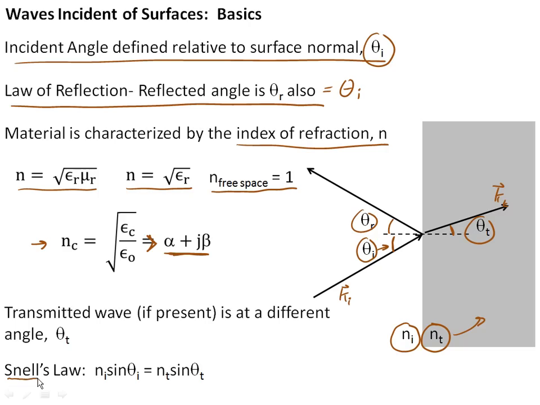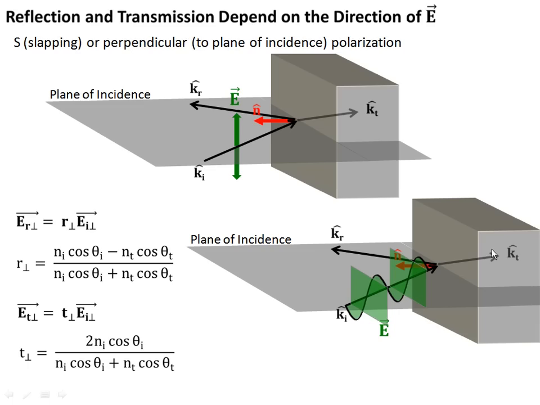We can calculate the angle of that transmitted wave using something called Snell's law, which is given right here: the index of refraction n sub i of the wave coming in times the sine of the incident angle is equal to the index of refraction for the material the wave's getting transmitted into times the sine of the angle of the transmitted wave. So if we know n sub i, n sub t, and the incident angle theta, we can do a simple algebraic manipulation to calculate the angle of transmission. And so those really are the basics of waves incident on surfaces. If you understand these basics, the rest of it, although there are some long equations, follows pretty straightforwardly.